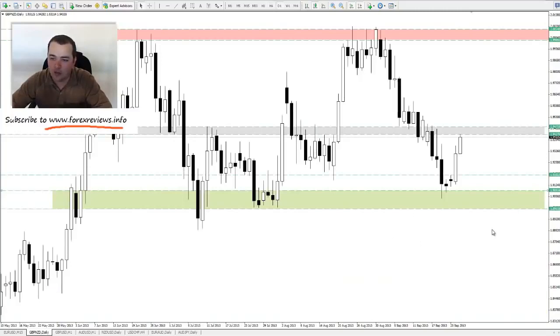Okay, so the daily, where would you get in on a candle? This is pretty obvious, guys. So let's have a look at this. This is not an entry candle. This is not an entry candle. This is an entry candle, right? So we've got the bullish engulfing.